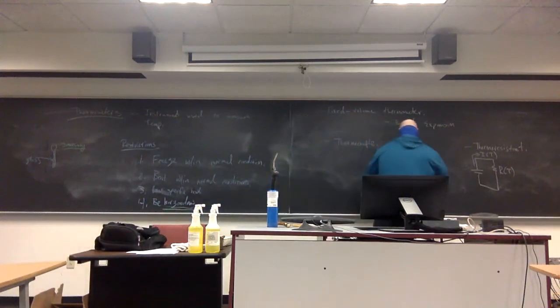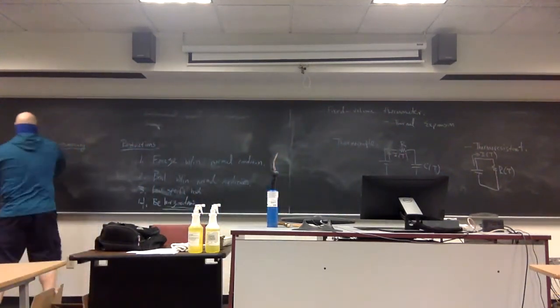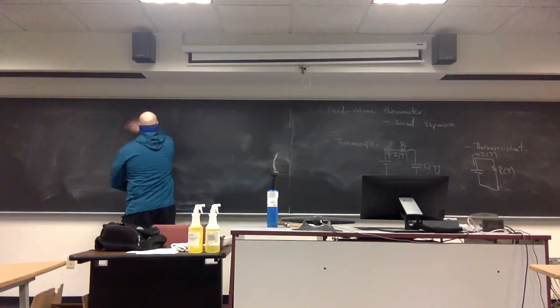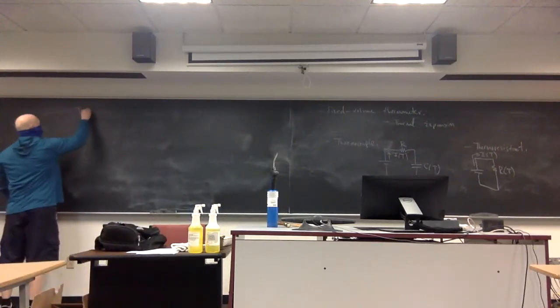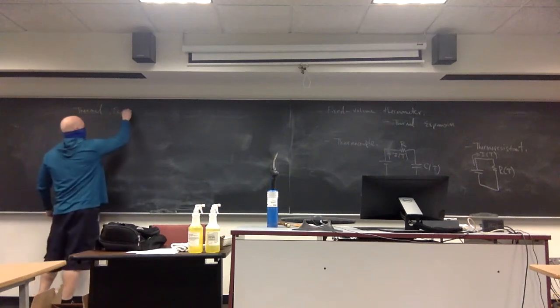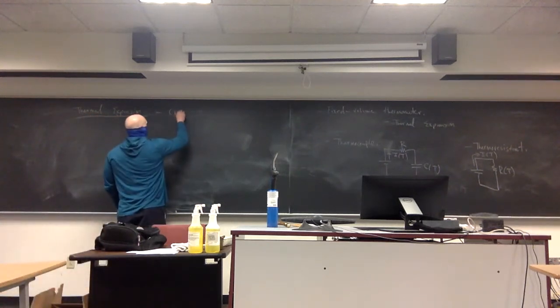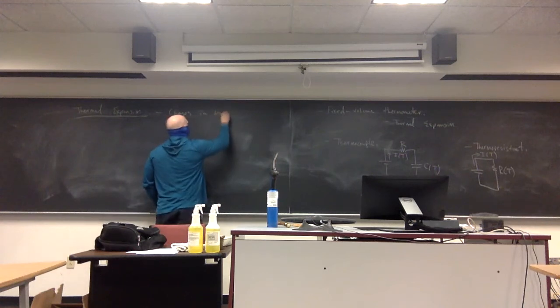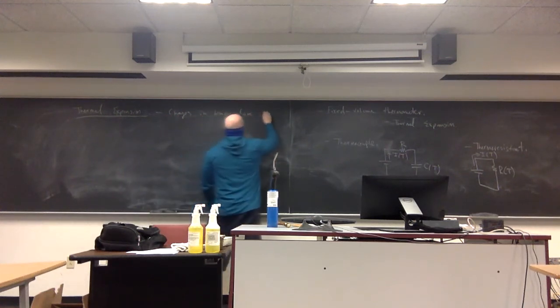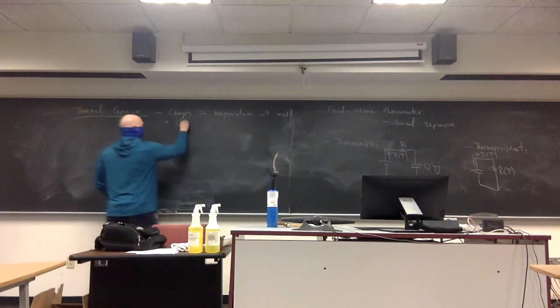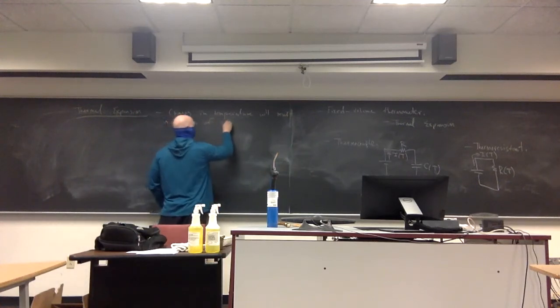Let's start talking about thermal expansion. So how does thermal expansion work? What thermal expansion says is that any object under a change in temperature will actually change its volume or its length or its area. So changes in temperature result in changes of size of an object.